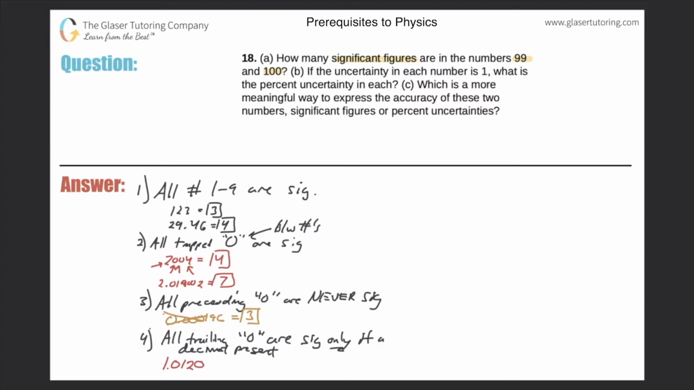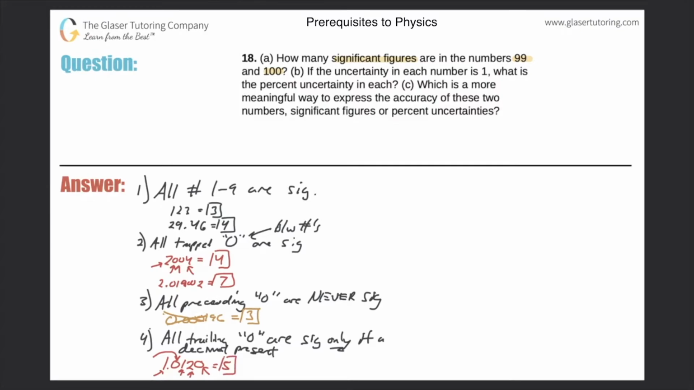1.0120. Okay, so these three values are significant, the 1, and the 2, because that's rule number 1. This 0 would be considered a trapped 0, so that's also significant. And now this is the trailing 0. Okay, so this 0 is only significant if there is a decimal present in the number, which there is. So this value will have 5 significant figures.